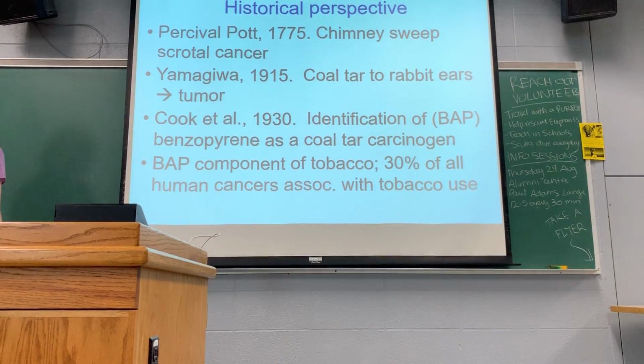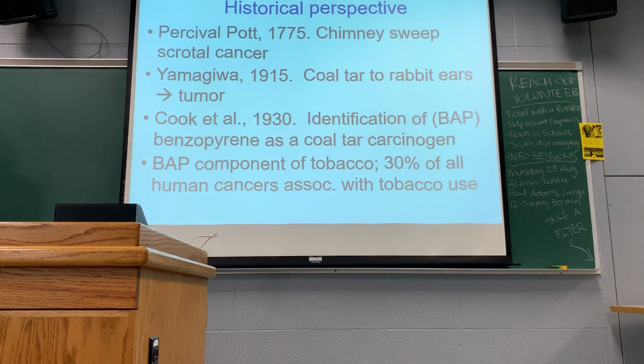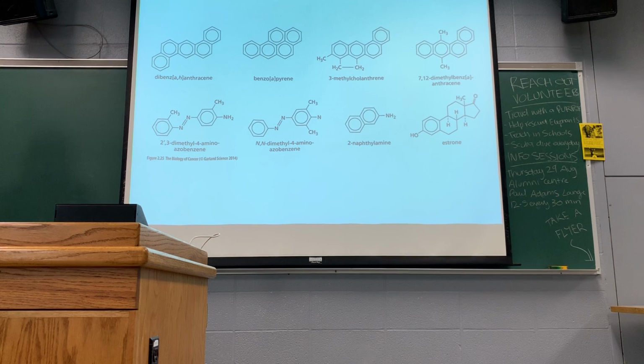We know now that this benzo[a]pyrene is also a component of tobacco, and it's also a component of grilled meats, burned parts of grilled meats, unfortunately. But let's focus on tobacco for the moment. We also know now that 30% of all human cancers are associated with tobacco use. So many years after this original chimney sweep observation, we're left with this data. But so what is benzo[a]pyrene?